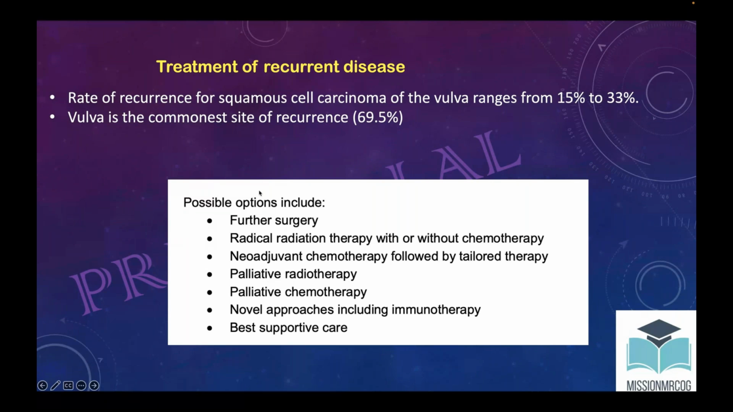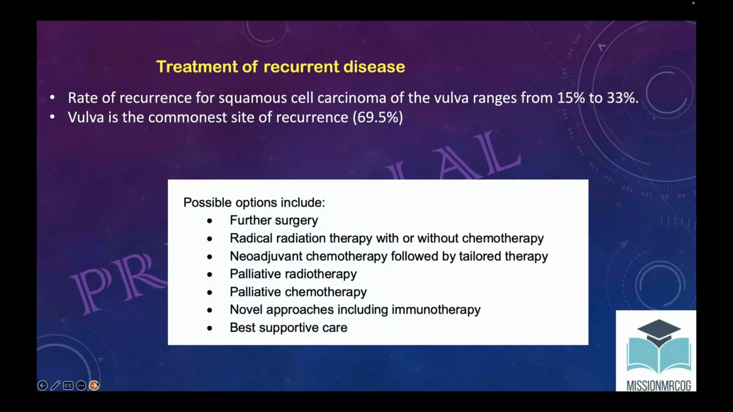And for the recurrent disease, what could be the options? Consideration for surgery, consideration for radical radiotherapy, neoadjuvant chemotherapy, palliative radiochemotherapy, consideration for even new approaches, immunotherapy, and supportive care. Okay, this is what they have to do for the recurrent disease.